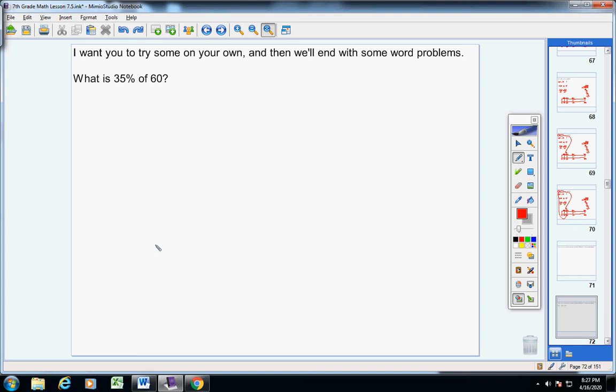All right, here we go. So I start off with the word "what." I put x. "Is" equals. 35% is 0.35. "Of" is multiplication. 60 is 60. I hope you got that right, okay?